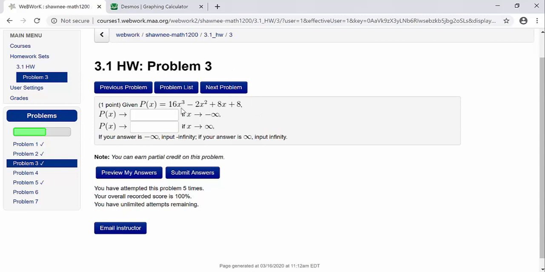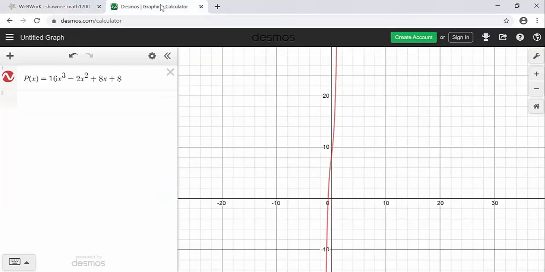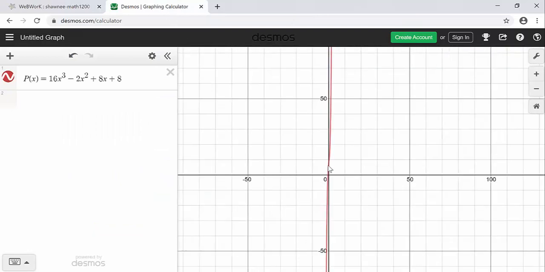So let's look at a sketch of this graph. I used Desmos.com to graph this function. When we zoom out, we see that this is a cubic polynomial, degree 3 polynomial, with a positive leading coefficient. So the function is going down to negative infinity to the left and up to positive infinity to the right.